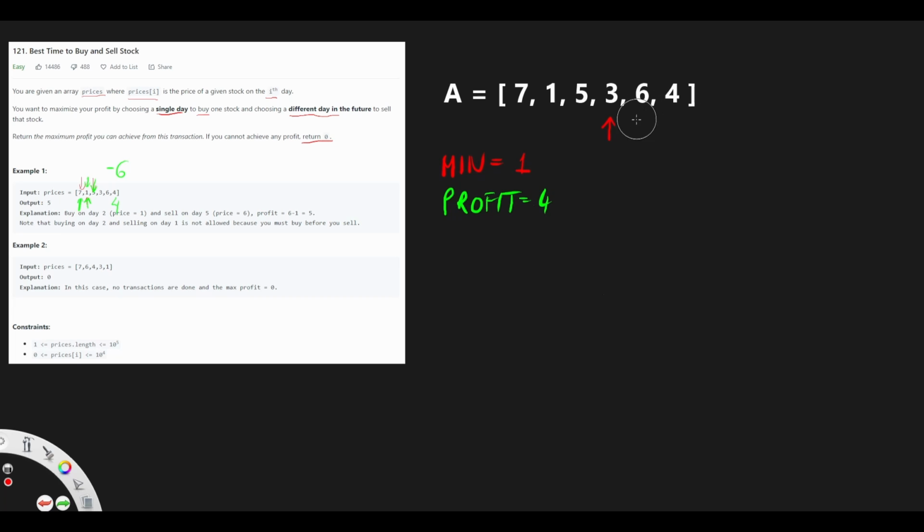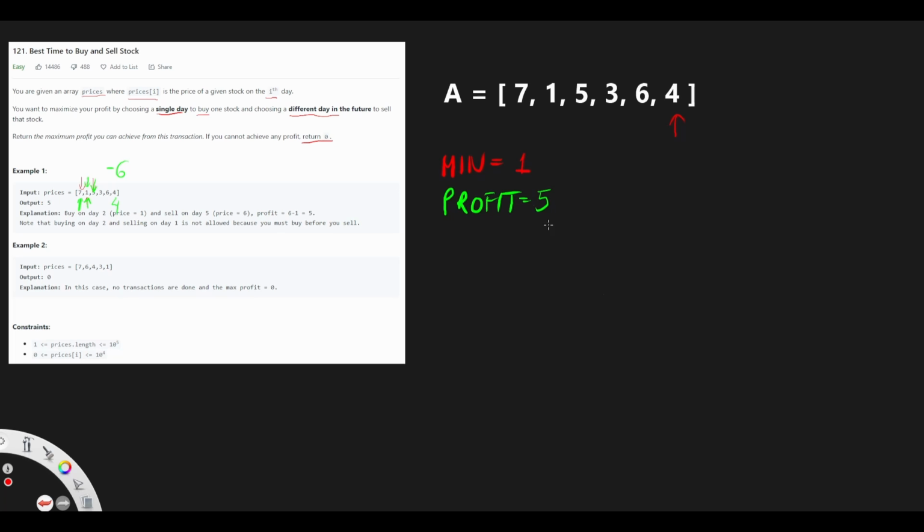What about the next day? The 6 is definitely bigger than our current minimum, so it isn't worth it to buy on this day. But what if we sell? If we sell it on that day, then we turn it into a profit of 5, which is higher than our current profit, so it is worth it. And the next day, we can turn it into a profit of 3, but this is lower than our current profit, so it isn't worth it.